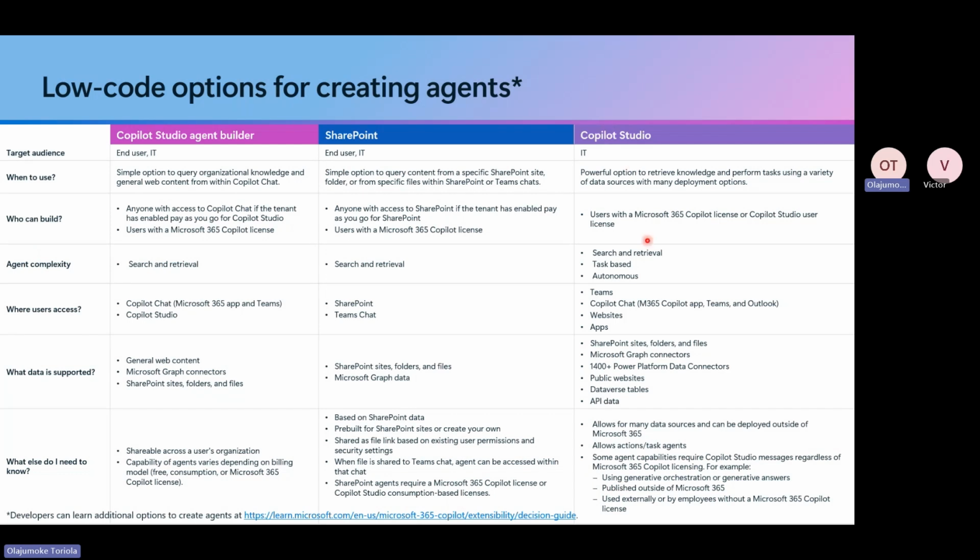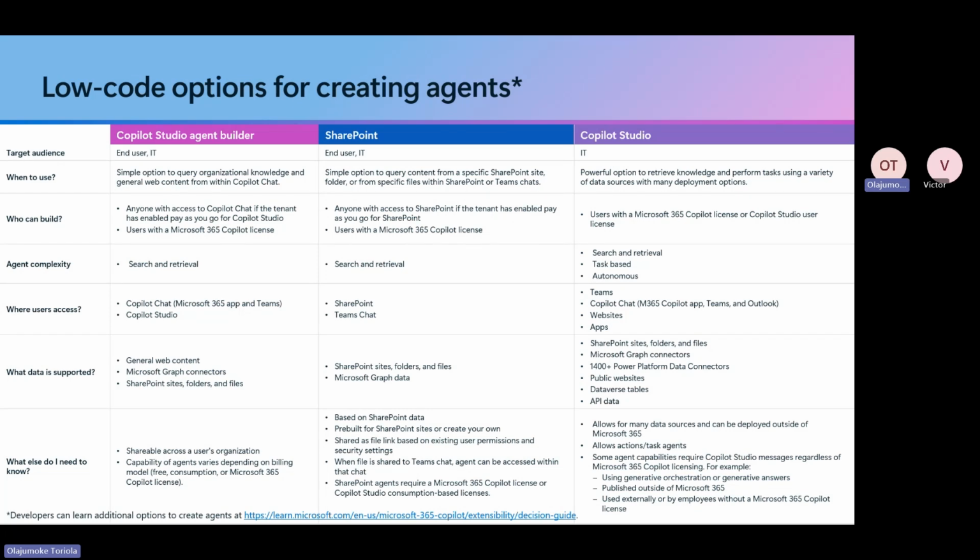And then for Copilot Studio, you can see it allows for many data sets and can be deployed outside your organization. While your SharePoint agent remains within your organization, the agent you build with your Copilot agent builder also remains within your organization. But if you want to share any agent out, then you have to build it on Copilot Studio, or you can even use what they call the AI Foundry, which we will show in a bit.